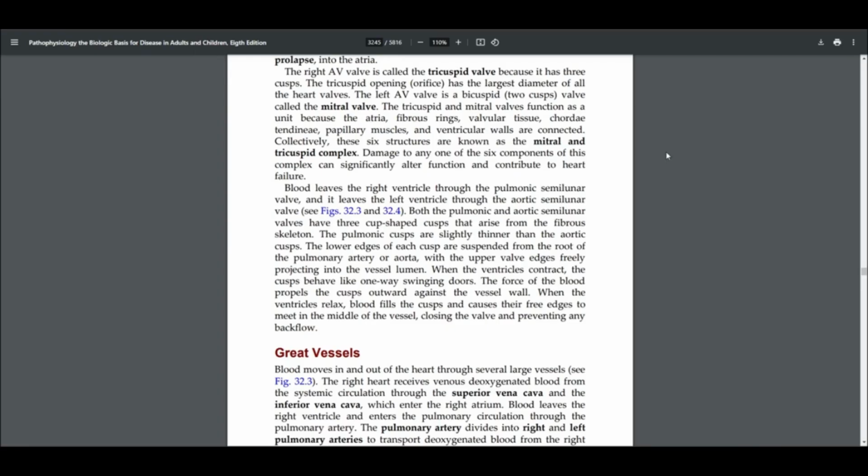The force of the blood propels the cusps outward against the vessel wall. When the ventricles relax, blood fills the cusps and causes the free edges to meet in the middle of the vessel, closing the valve and preventing any backflow.